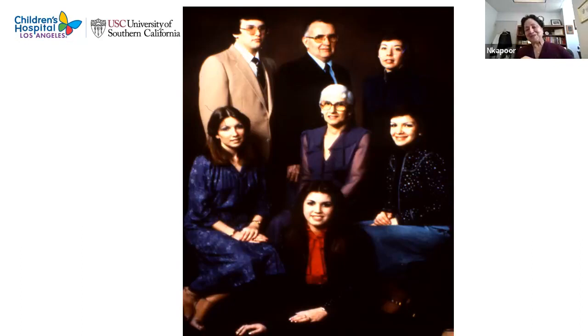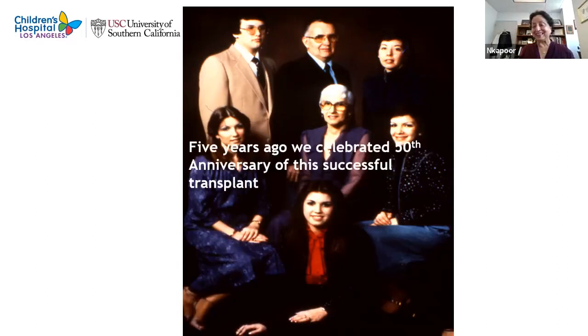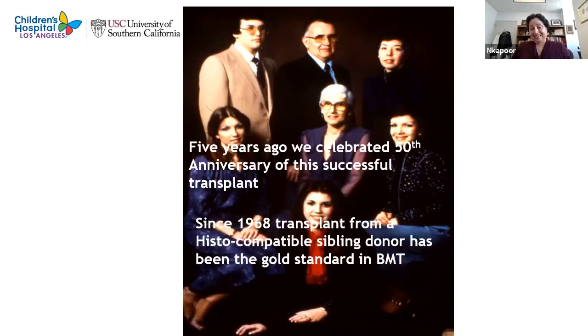Now, this is a picture of our very first successful allogeneic transplantation, which was undertaken in 1968. 5 years ago, we celebrated the 50th anniversary of this successful transplantation. He is alive, doing well, and that's our longest follow-up in the field of transplantation, who received the transplant from one individual to another individual. And since 1968, the transplant from histocompatible donor became the gold standard for BMT.